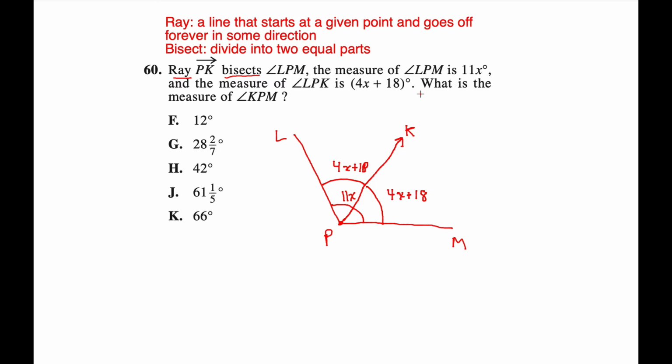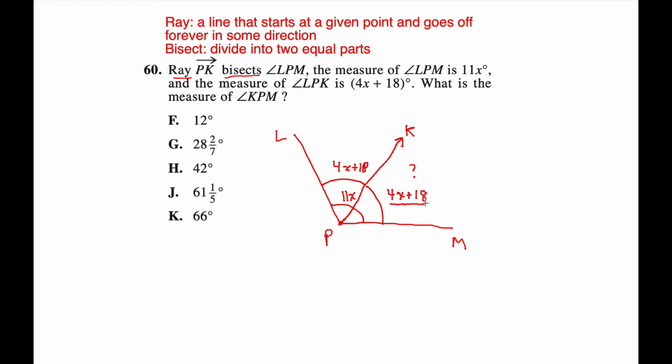Okay, and then finally, what they're asking is, what is the measure of angle KPM? Essentially, what we're trying to find here is the value of this angle, which we know is the same as this expression, 4x plus 18. Now the issue is that the only thing we have about this angle is this expression. We don't have an actual degree measurement, which is what we need as far as the answer choices go. What we could realize, though, is that if we can figure out what x is, then we can plug it into this expression, and then we'll basically be done. We'll have an angle for KPM.